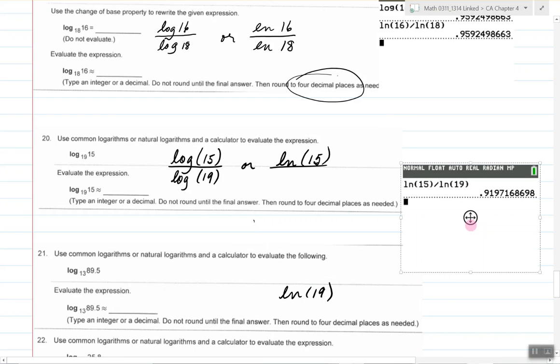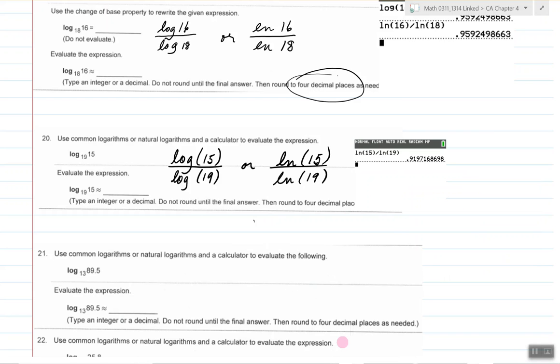Oh, things. I'm going to pause and fix this. All right, I got things back in order.